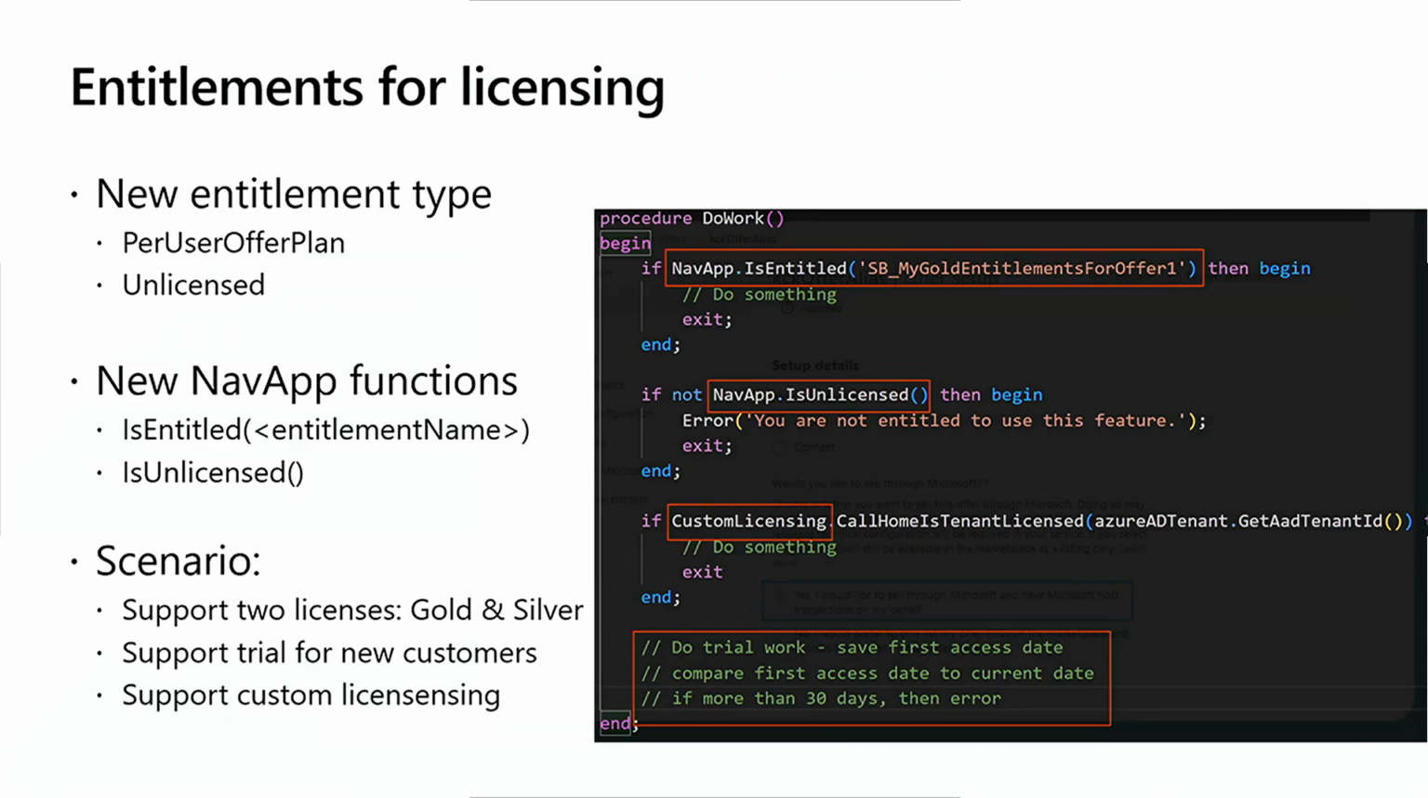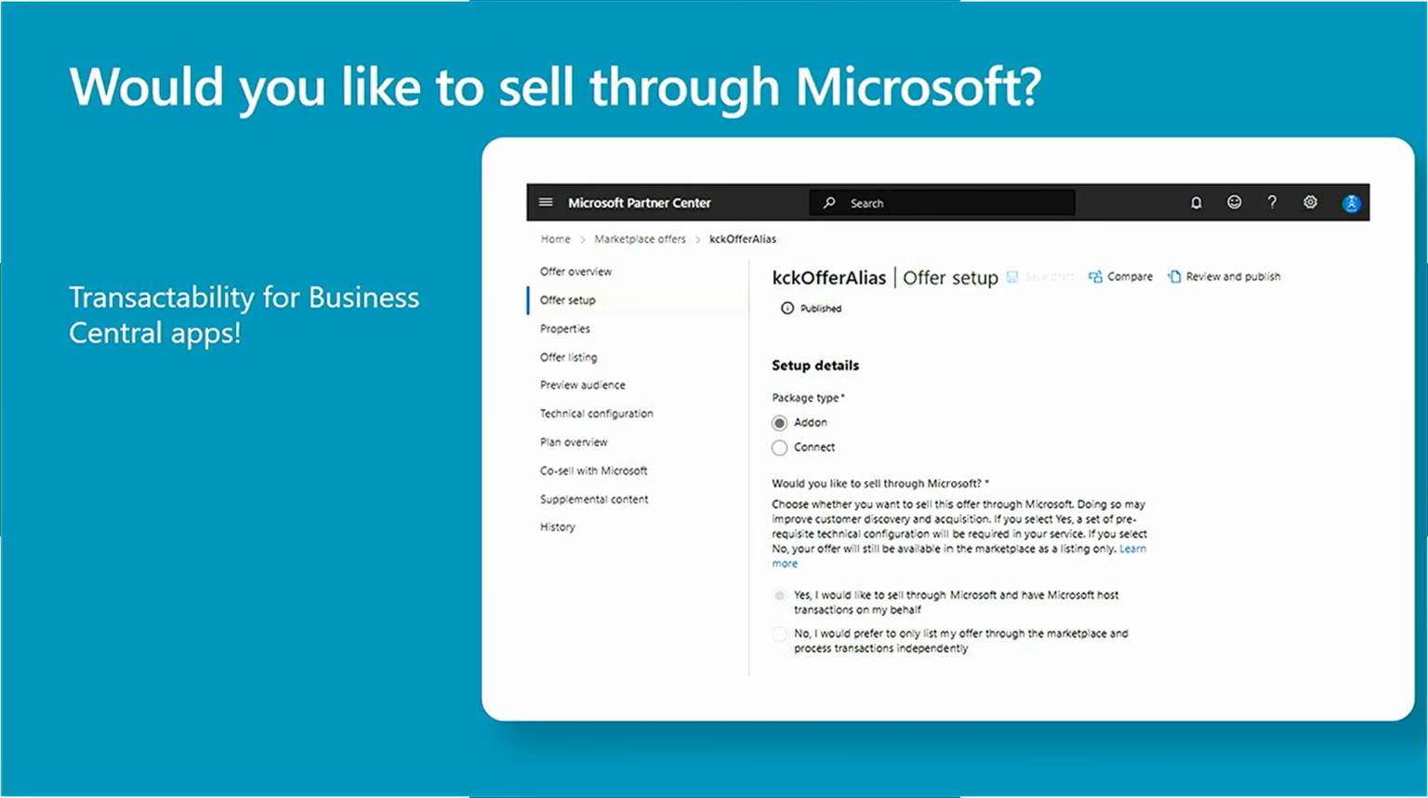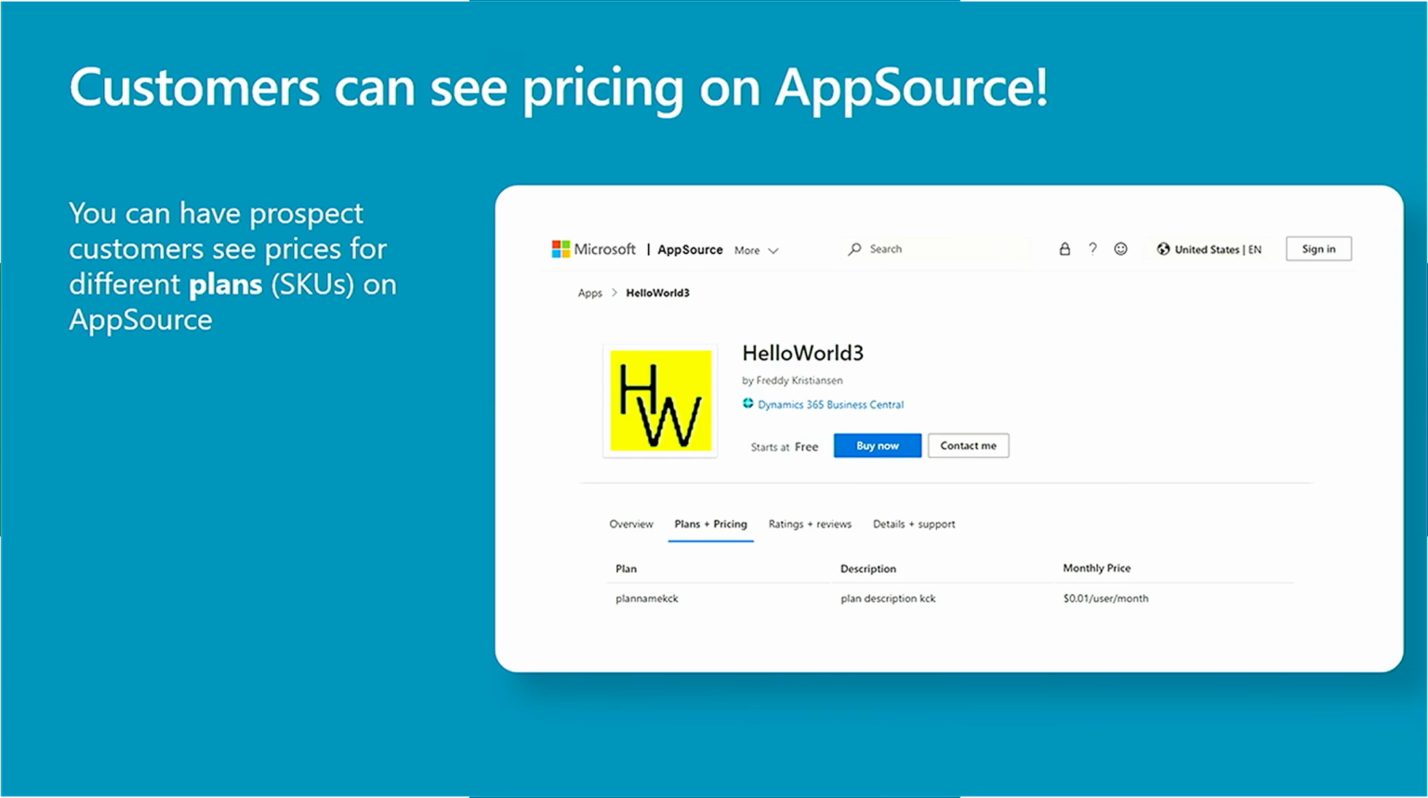Okay. If you want to try it out, it's currently being released. It's still in public preview right now. And you'll find it by this small flag in App Source, where you can choose to sell through Microsoft, yes or no. If you choose yes, and you define a plan, then your plan will show up in the marketplace. This is a hello world example, but still it proves the point. When you go to the marketplace, you'll see the list of plans and prices, and the customer can buy direct from the marketplace if they so choose.